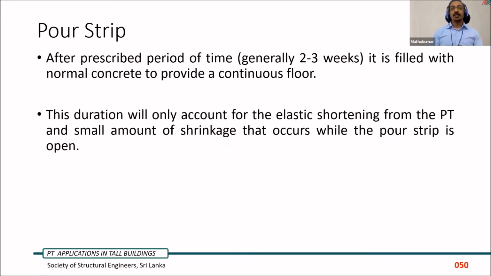After a prescribed period of time, normally around 2 to 3 weeks, the post strip is cast back so that we get a continuous flow. There is no cantilevering effect. This duration normally accounts for the initial elastic shortening due to PT, and a certain amount of initial shrinkage which occurs while the post strip is open.